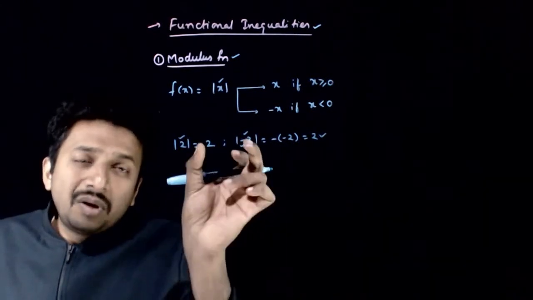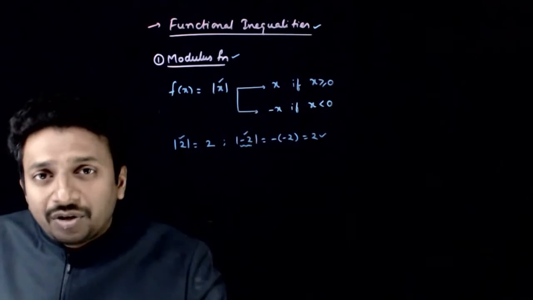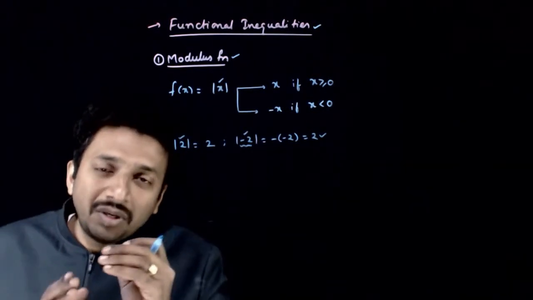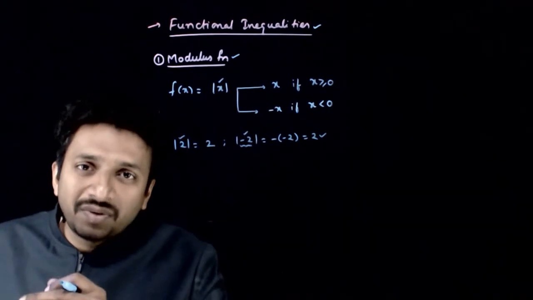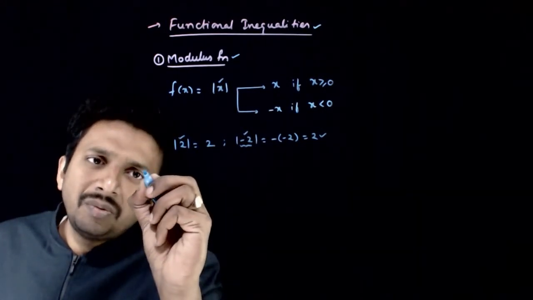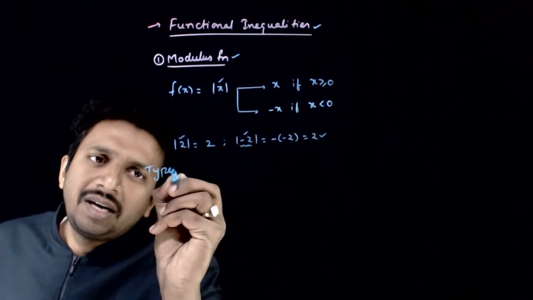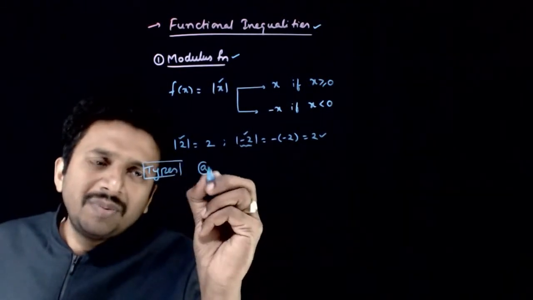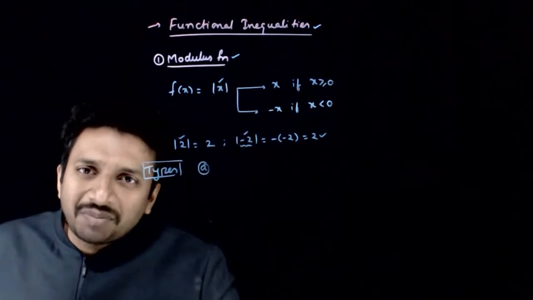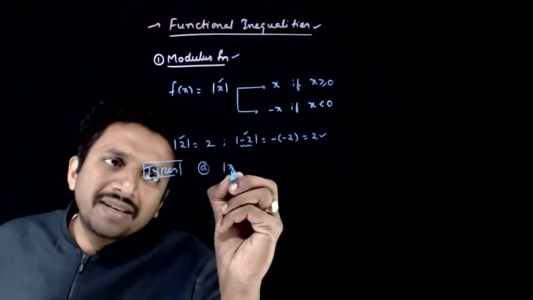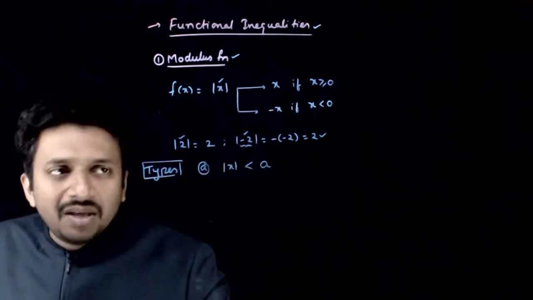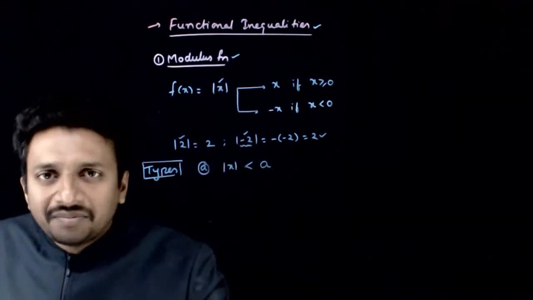So now, once you understand the definition of mod function, what are the types of inequalities that you encounter using this modulus function? Let me chalk out the basic types. So, mod x is less than a.